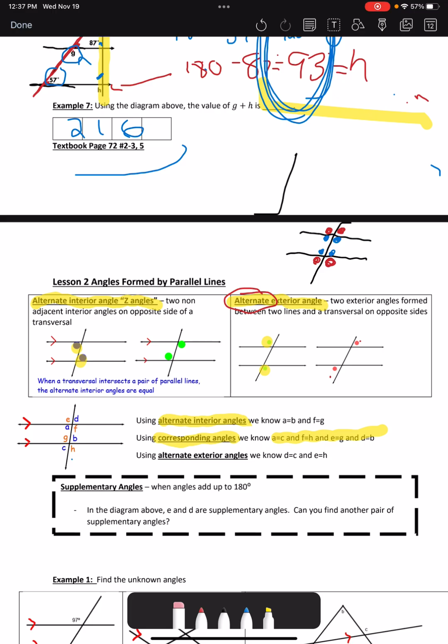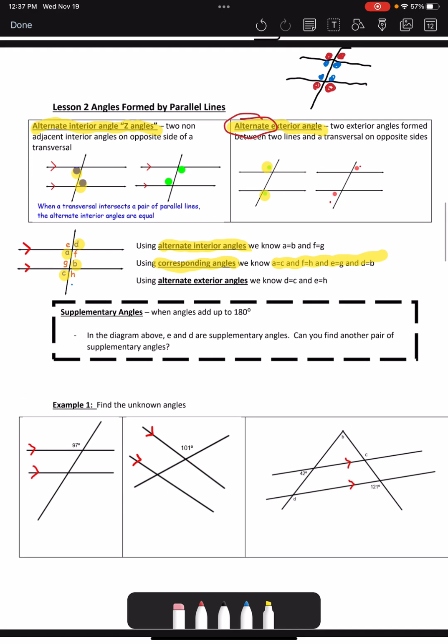Also, if you remember last lesson, I showed you a little trick that I like to call the zigzag effect. If you zigzag down the transversal between parallel lines, all of those angles are going to be equal. So that was just another strategy that sometimes I use, that zigzag effect. So you zigzag down the transversal. Alrighty. Let's keep going. So supplementary angles, we talked about that last lesson. Those are just angles that add up to 180.